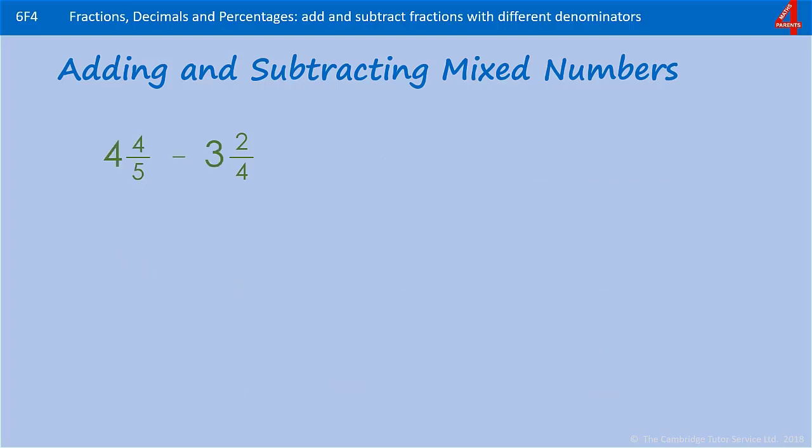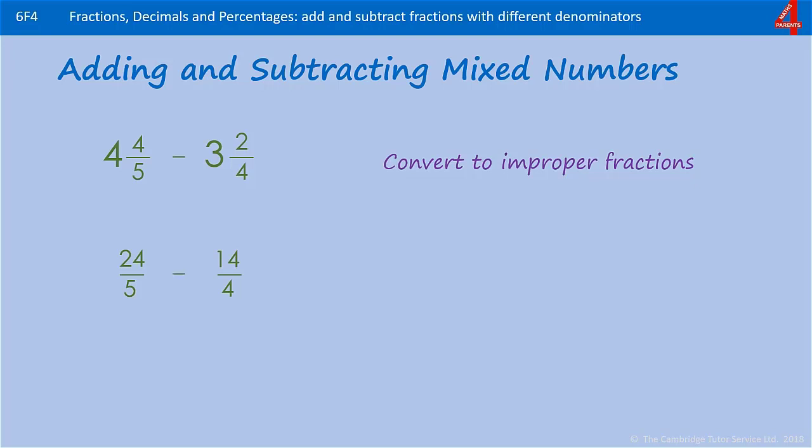Taking away, again, this is exactly the same. The first step we have to do is to convert them to improper fractions. Remember for this that the denominators stay the same. We have so many fifths and so many quarters. 4 times 5 is 20, add 4 is 24. 3 times 4 is 12, add 2 is 14. And this time we're subtracting.